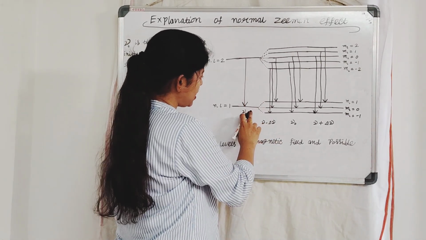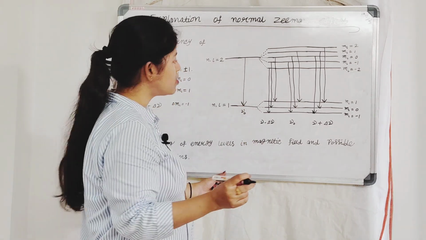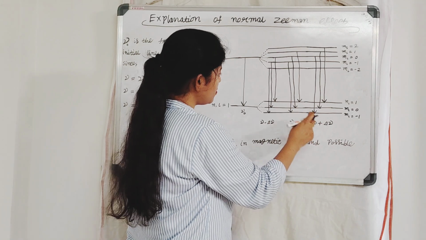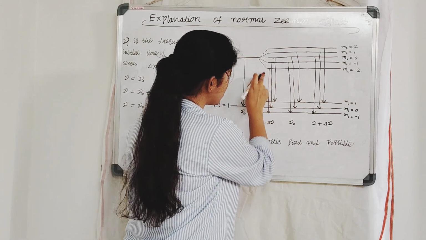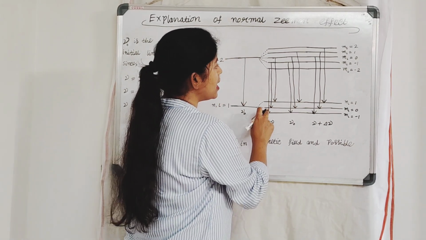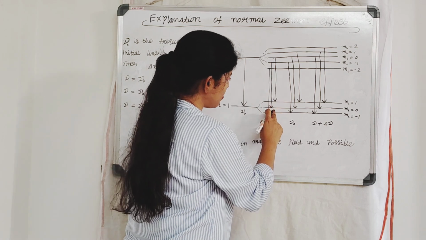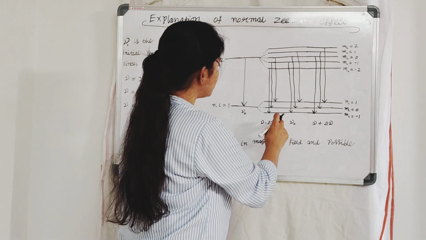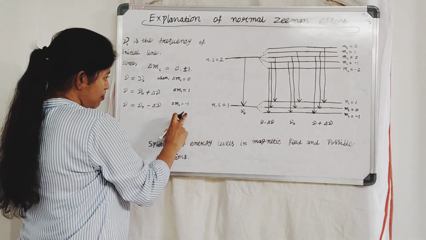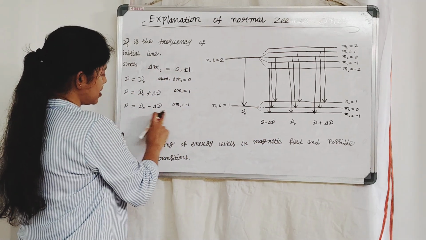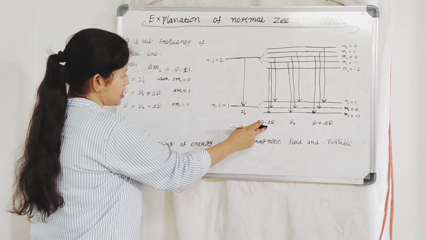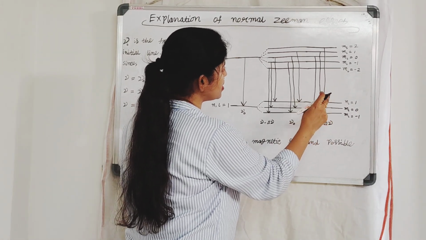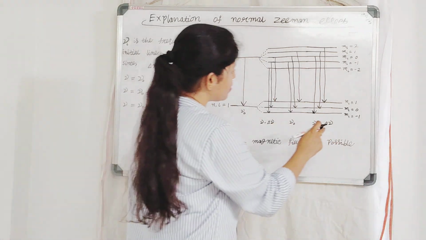Now if we consider the transition between ml equals 0 and ml equals 0, here delta ml is 0, so it will give us the nu 0 component. And also for the transition from ml equals minus 2 to ml equals minus 1, from ml equals minus 1 to ml equals 0, and from ml equals 0 to ml equals 1, here the change in ml is minus 1, so it will give us this component, that is nu 0 minus delta nu.